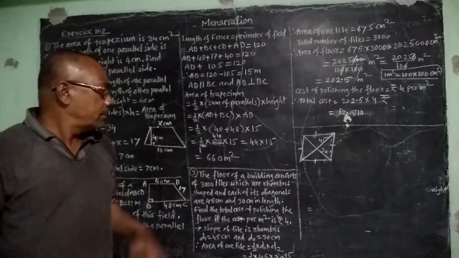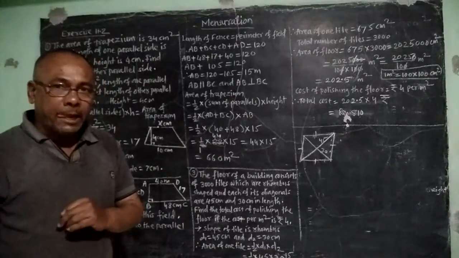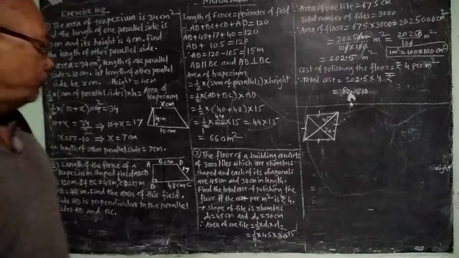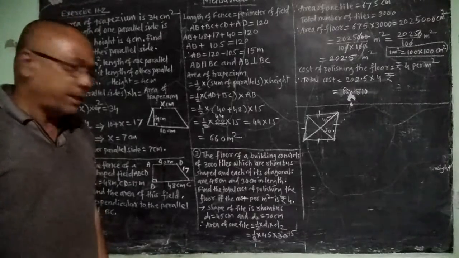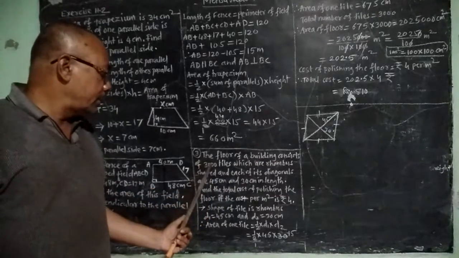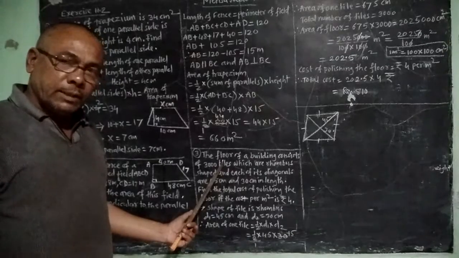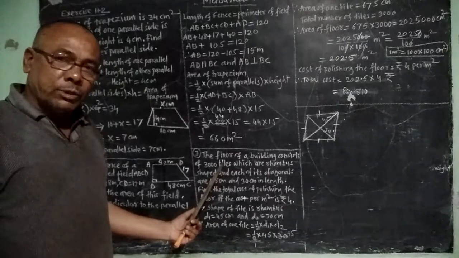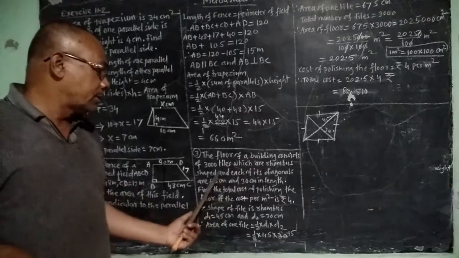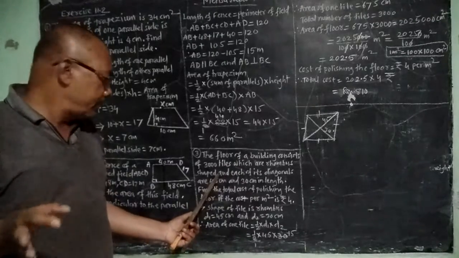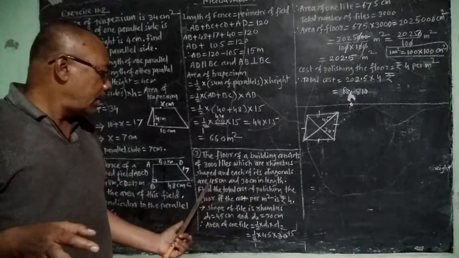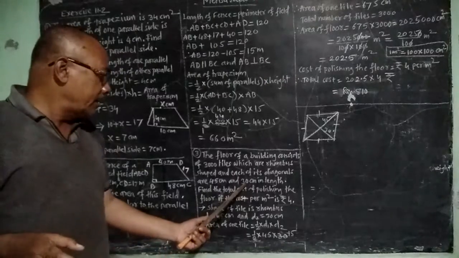So in this way our second example is completed, and now we will see the third example. In the third example, it is given that the floor of a building consists of 3000 tiles. Means in all there are totally 3000 tiles on the floor which are rhombus shaped. All the tiles are rhombus shaped, and each of its diagonals are 45 centimeter and 30 centimeter.